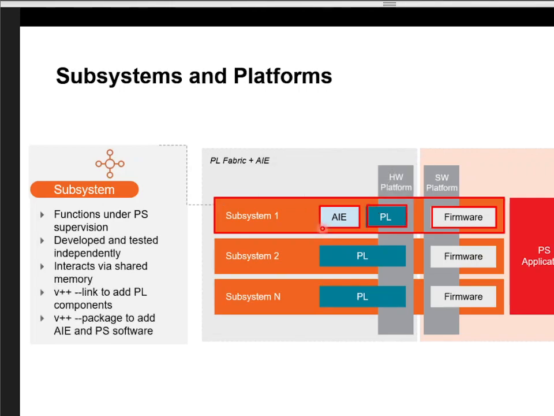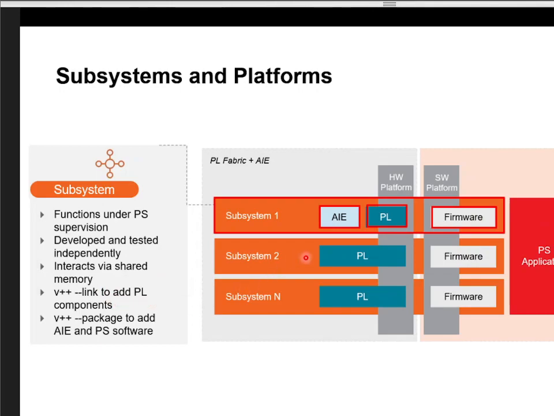So again, each subsystem will be divided and tested independently from other subsystems. Each of these blocks, the AI, the PL, and the PS, can be tested separately. And also the PL components of subsystems will be assembled by using the v++ link command.